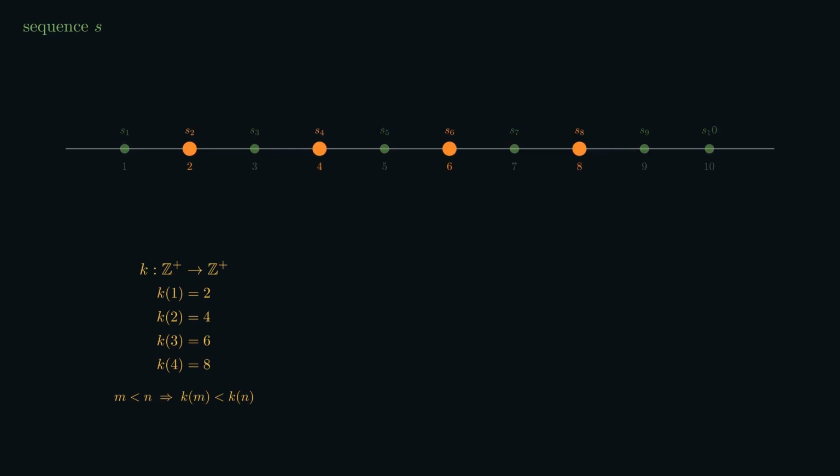Formally, I have a function k from the positive integers to the positive integers that is order-preserving, meaning k of m is less than k of n whenever m is less than n. The composite function s, composed with k, gives me a subsequence. Its nth term is s sub k of n. A concrete example makes this clear.